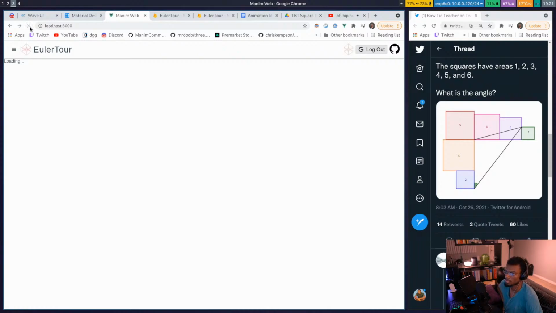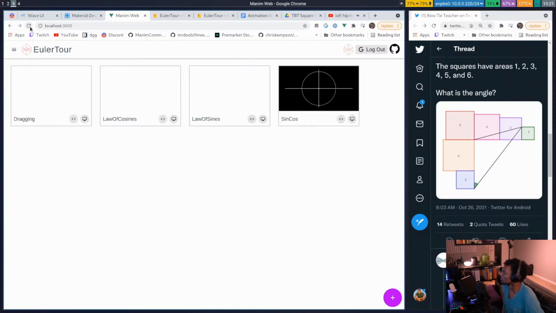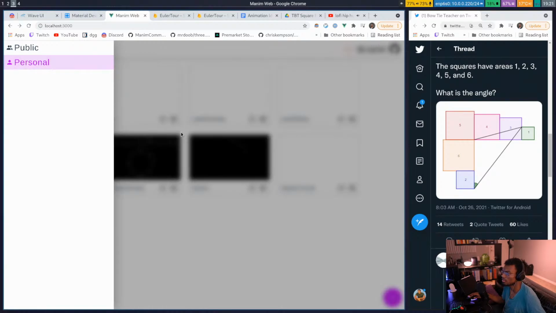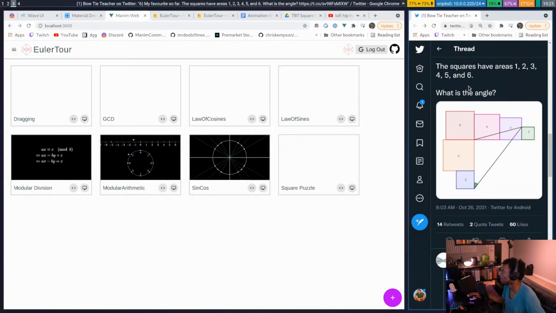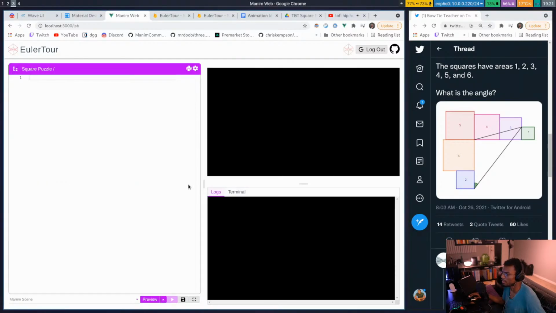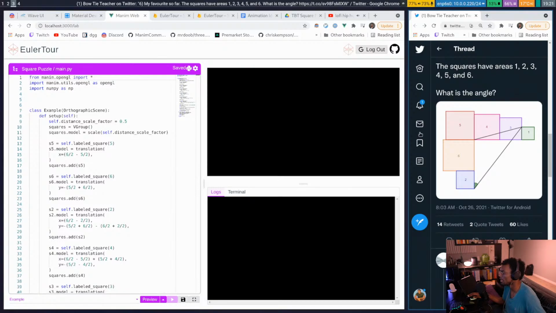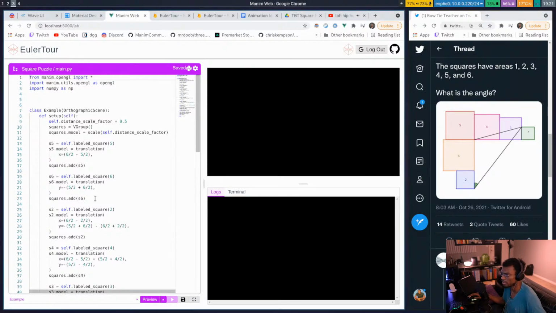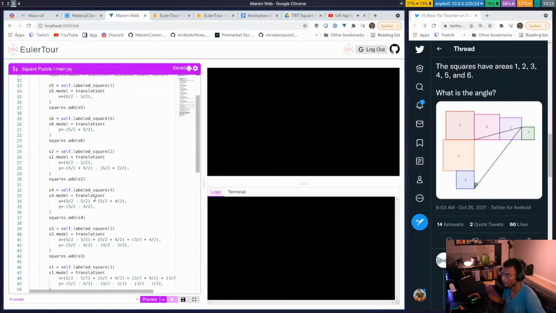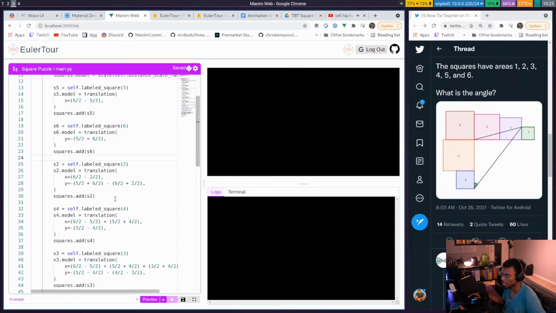Okay, and reload that. Oh, I just saw these squares have areas 1, 2, 3, 4, 5, and 6, which doesn't change that much. I read side lengths, so that's why the scale is different here. And it doesn't change that much.